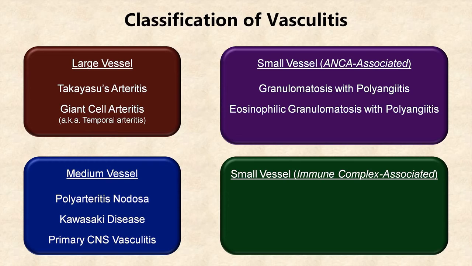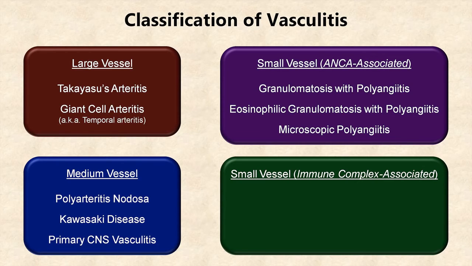Eosinophilic granulomatosis with polyangiitis, which is characterized by the combination of asthma, sinus problems, neuropathy, and peripheral eosinophilia. And microscopic polyangiitis, which is clinically very similar to granulomatosis with polyangiitis, with the exception of a lack of upper airway involvement and a lack of granulomas on biopsy.